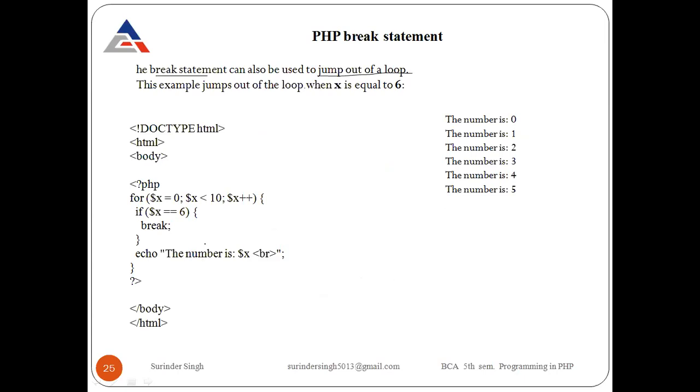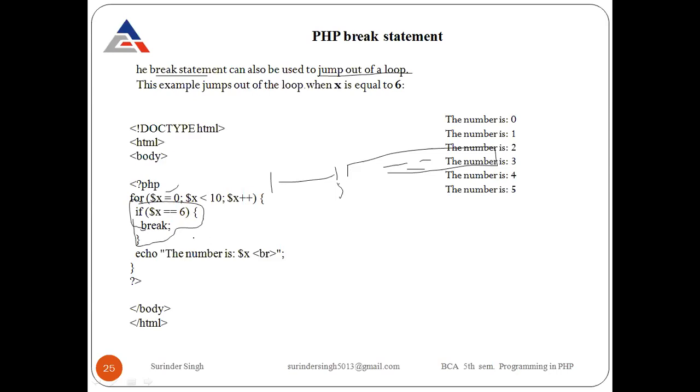If you are executing only some specified iterations and the rest of the iterations you have to skip, then you can use the break statement. I will show you. Here we have an example where we are assigning x to 0 and x less than 10, x increment, and in this for loop we have an if statement. We are checking if x equal to 6, then break. Break means jump out of the loop.